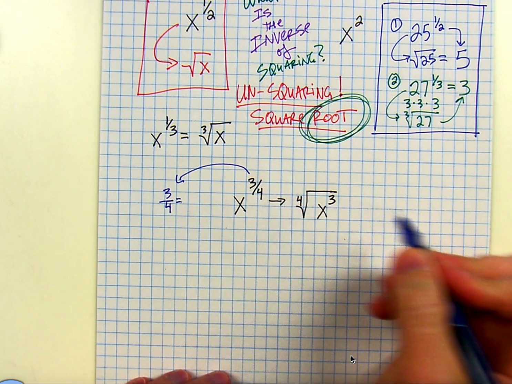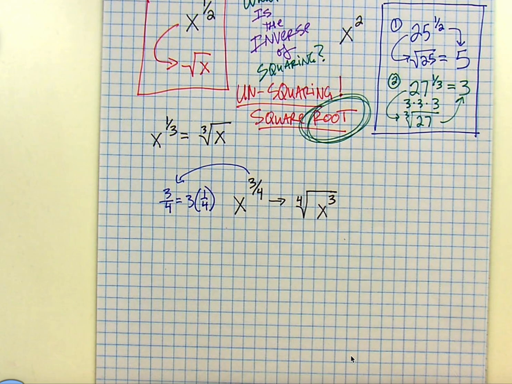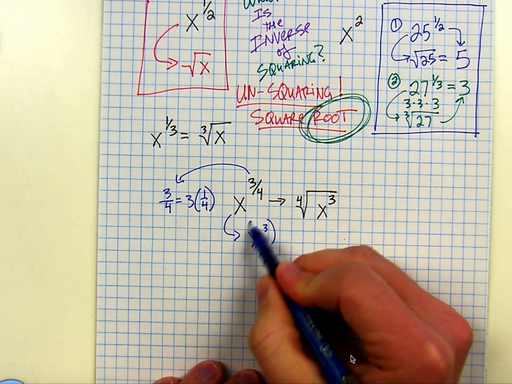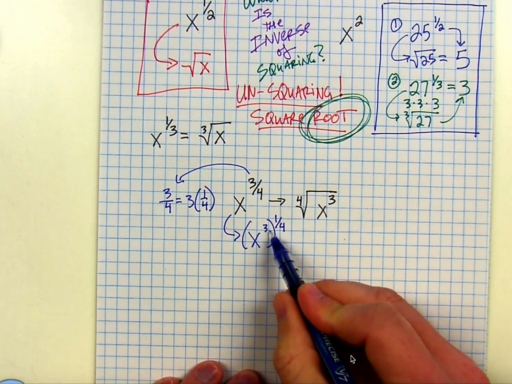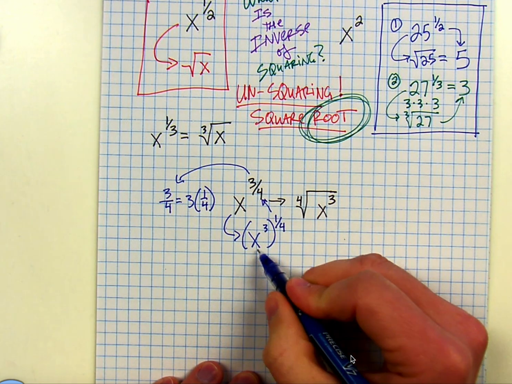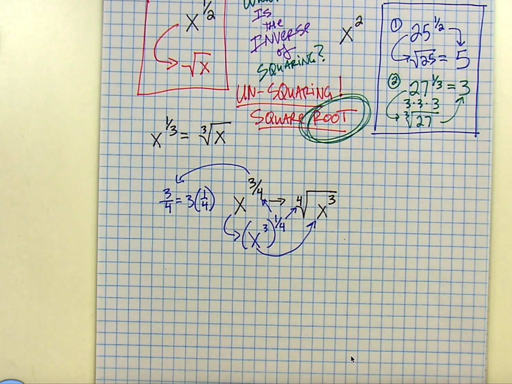So if that doesn't make sense right off the bat, let me just kind of demonstrate that 3/4 is 3 times 1/4. And so basically we could consider this to be like x cubed to the 1/4 power, because 3 times 1/4 would be 3/4. And so it's x cubed, but getting 4th rooted.